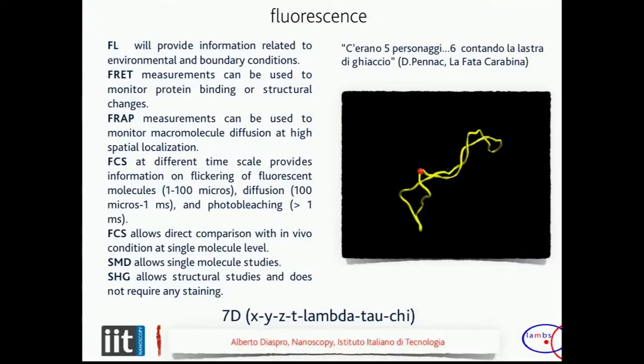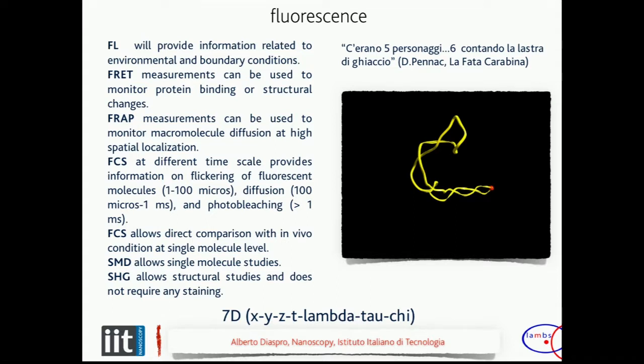Again, fluorescence. With fluorescence, now you can have what I would call several dimensions or several possibilities. You can have fluorescence lifetime measurements. We will see later what about FRET, that is an advanced fluorescent method. You can also have information about diffusion of your molecule in different ways, that are fluorescence recovery after photobleaching and fluorescence correlation spectroscopy. And then you can move to single molecule detection.